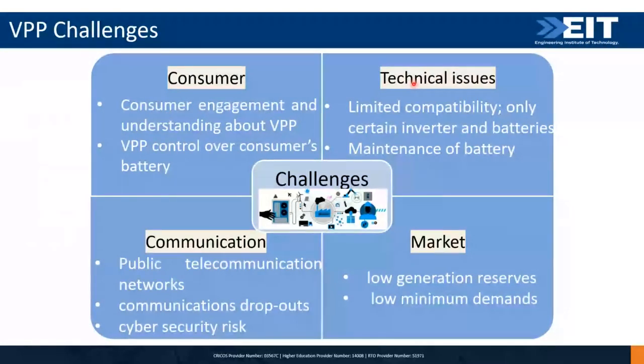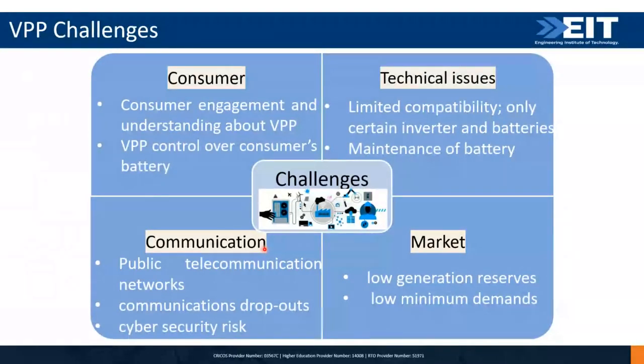A technical issue is mainly about the battery and inverter. As I said, each VPP uses and accepts a limited number of inverters and batteries, so the models of battery and inverter are limited, and the customer doesn't have many options. Another technical issue is about maintenance. Batteries need maintenance.